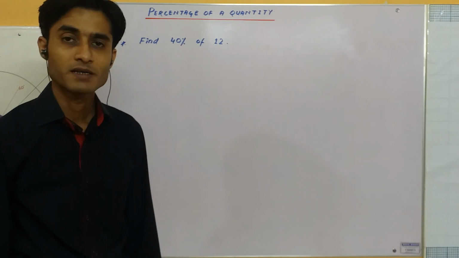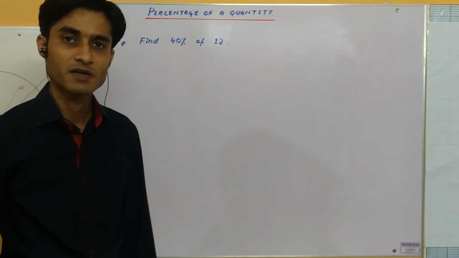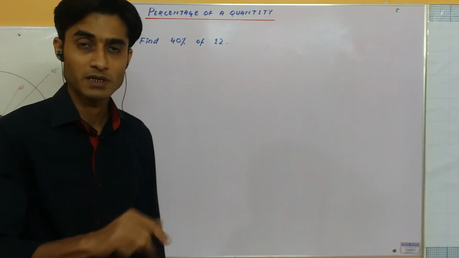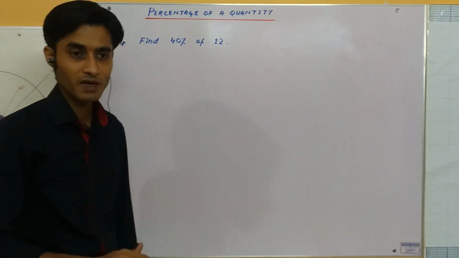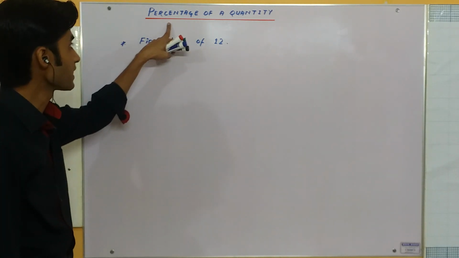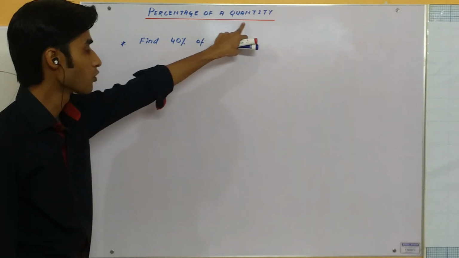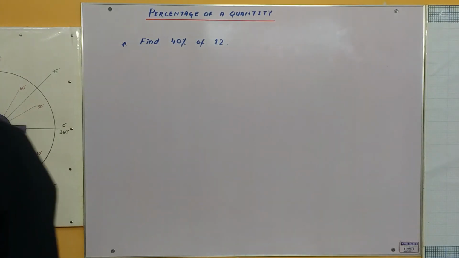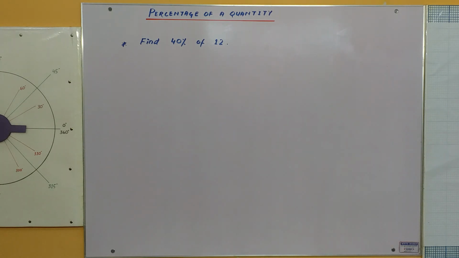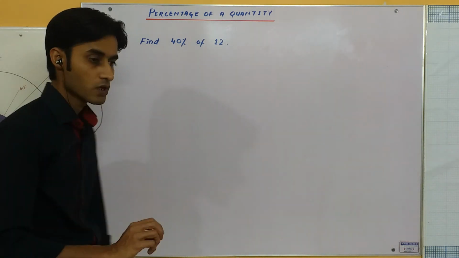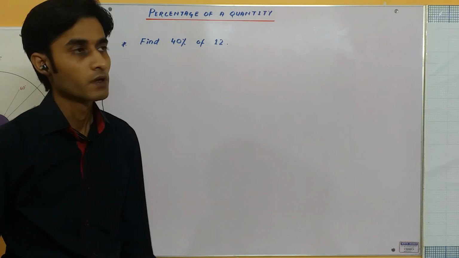In the previous video, I discussed one quantity as a percentage of the other quantity. In that question, you were given two quantities and you were supposed to convert them into a percentage. Now we are going to discuss percentage of a quantity. So now in this situation, you are not going to get two quantities. You are going to get one percentage and one quantity.